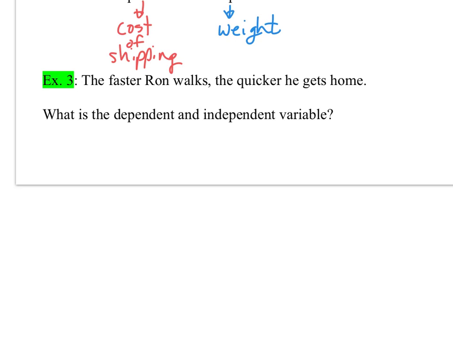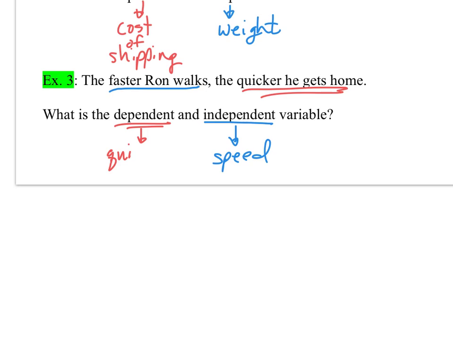So if we want to really look at independent, faster Ron walks, which is speed, is the independent variable. You can determine what speed you want to go. So you have the control over the speed. And even though, and this is where that odd one is, even though quicker he gets home is time, and I said 9 times out of 10, time is your independent, in this case, you have control over the speed. Do I want to go fast today or do I want to go slow today? And that's going to affect how quickly it takes you to get home. So the quicker he gets home is your independent variable. I'm sorry, your dependent variable.